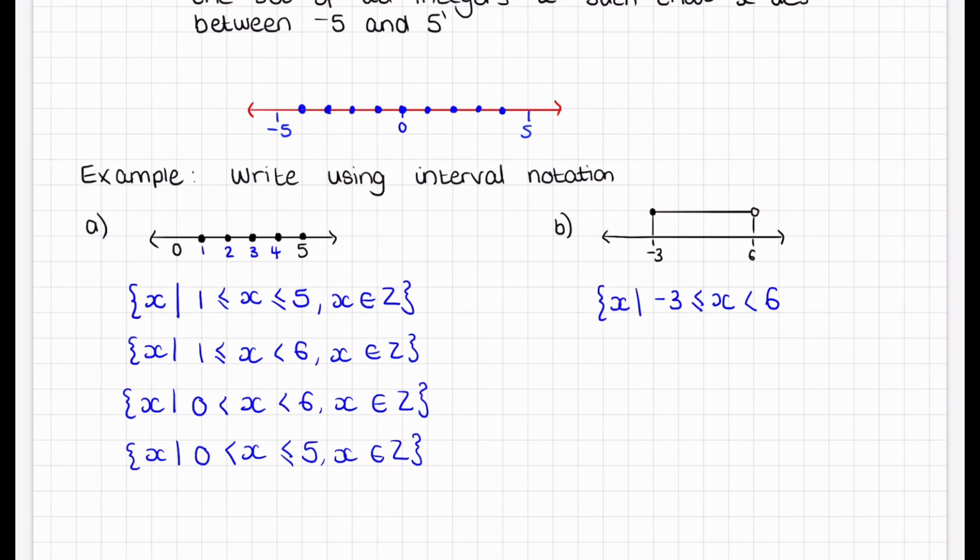Now with real numbers, you can write x is an element of R, or you don't have to write it. If you see a set notation without what x is an element of in terms of its number system, then we assume it's real numbers. So both of these will be classed as correct. Something like integers, you have to write x as an element of Z. And that is sets and interval notation.